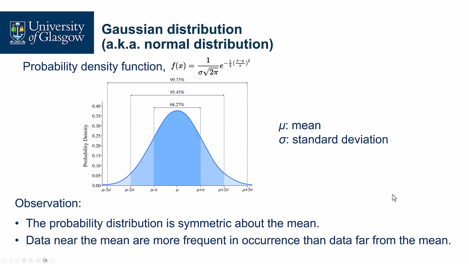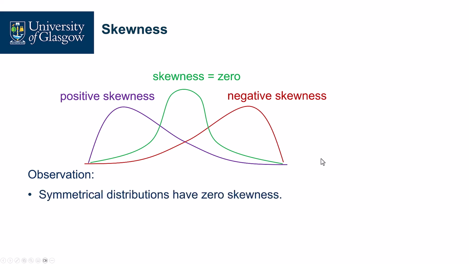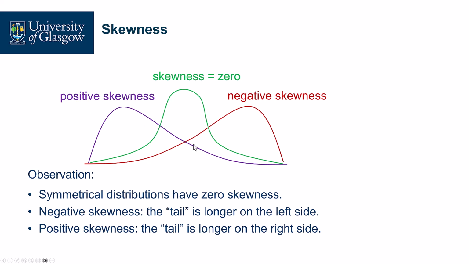After introducing the Gaussian distribution, we introduce another concept called skewness. If we consider this a probability density function, when the skewness equals 0, we should see a symmetric curve, right? But if we have a positive or negative skewness, we will find that the curve is different. If it's a negative skewness, the tail is longer on the left-hand side. Otherwise, for positive skewness, the tail is longer on the right-hand side, right?